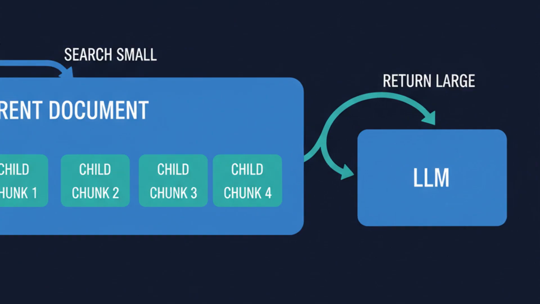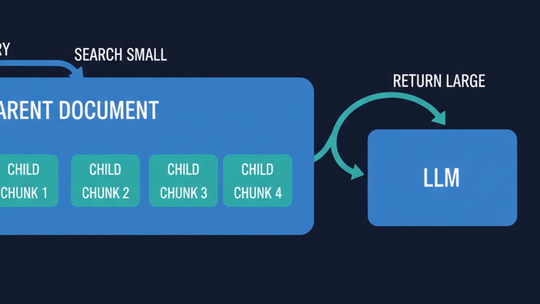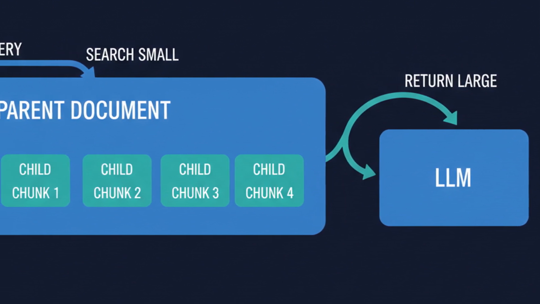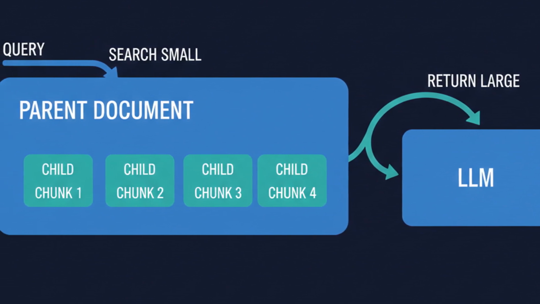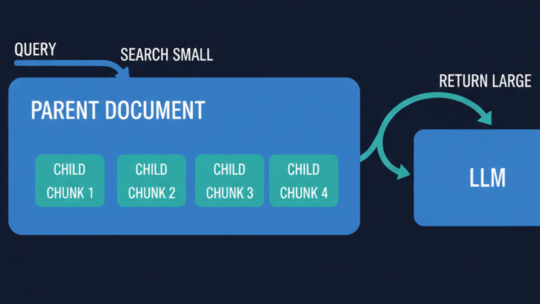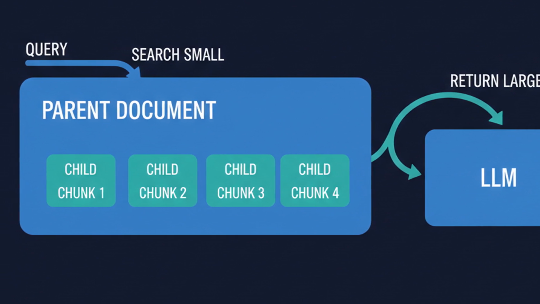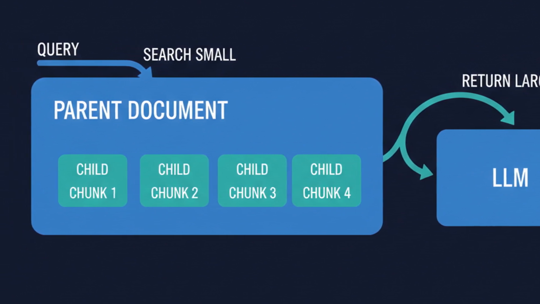Here is a technique that solves the precision versus context dilemma. You index small chunks for accurate retrieval, but when a small chunk matches, you return its larger parent chunk to the LLM. So search is sharp, but the model still gets full context. This parent document retriever is one of the highest impact upgrades you can make.